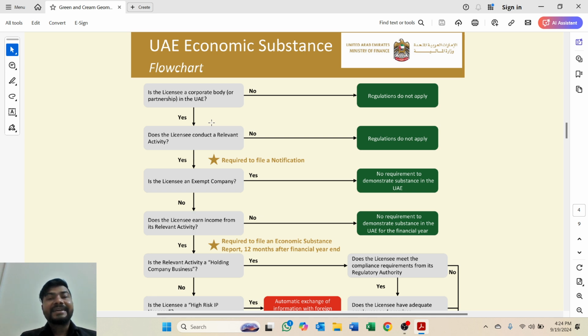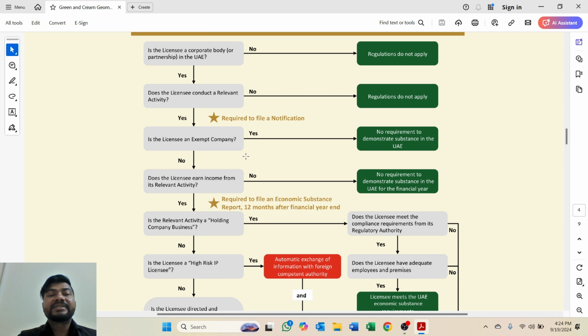If yes, in that case they are not required to demonstrate economic substance in the UAE and need not pass the economic substance test. So it means if it is an exempt company, in that case they don't need to file an economic substance report. It means there is no requirement to demonstrate substance in the UAE, if it is an exempt company.